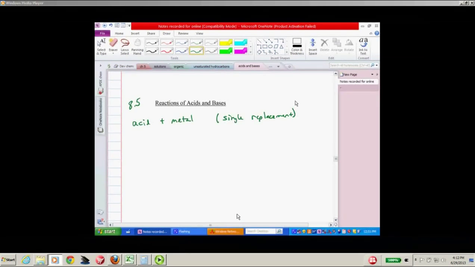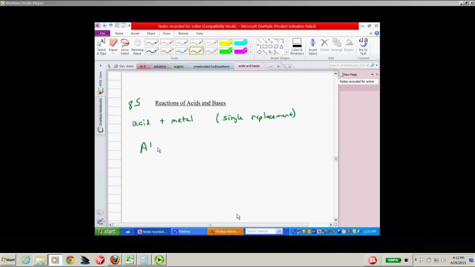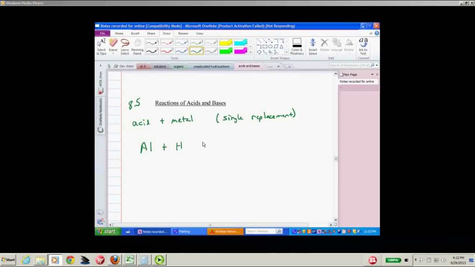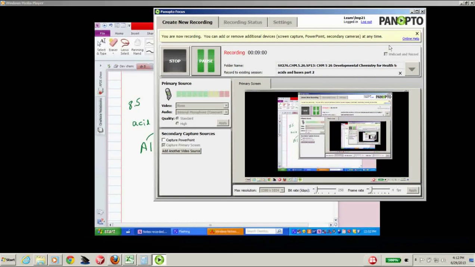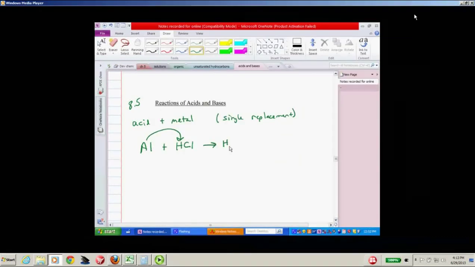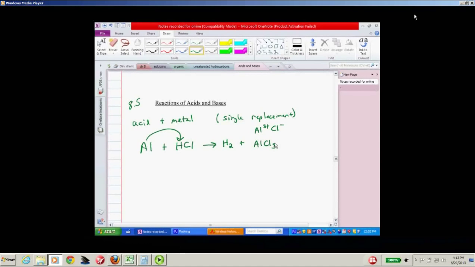Remember, in a single replacement reaction, we have one single element plus a compound. So the single element is the metal, in this case aluminum, plus an acid. Here we have hydrochloric acid. Okay, so Al plus HCl. Al is the single element. It's a positive ion, so it's going to replace the positive ion, which in this case is H. When H is by itself now, remember H was diatomic, so it has to be H2.